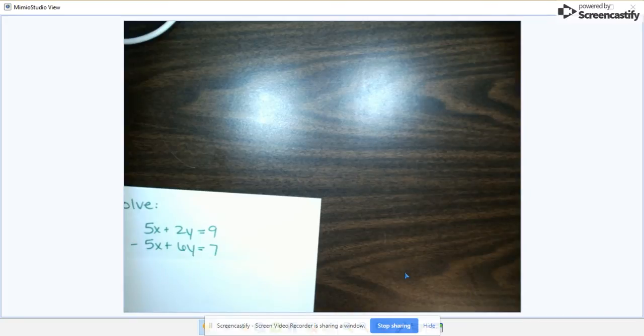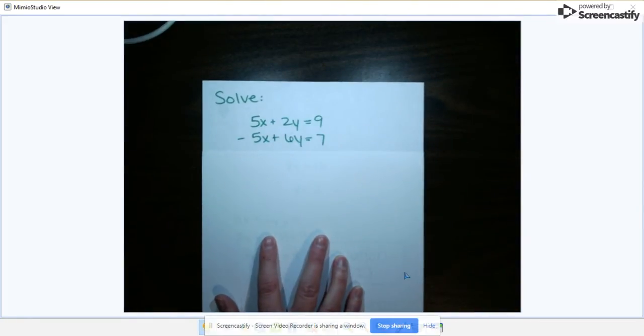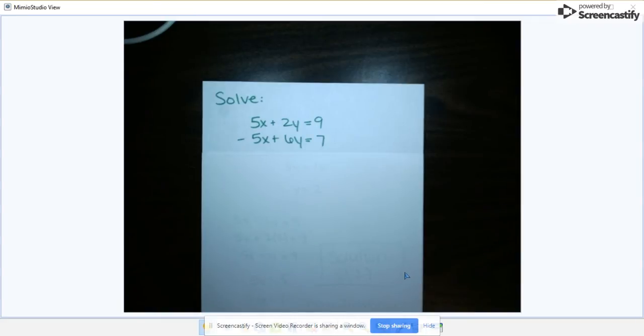All right, last example looks like this. Again, choose whatever you prefer or choose whatever is easiest between graphing, substitution, and elimination. I went with elimination because our x's cancel. So we get 8y equals 16. Divide by 8, y equals 2.